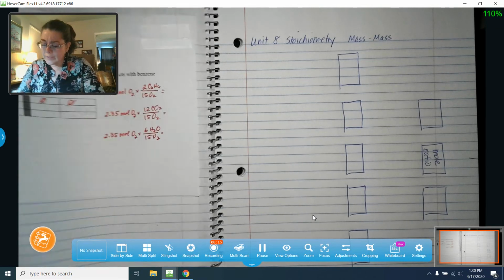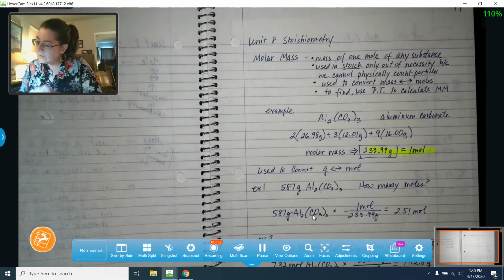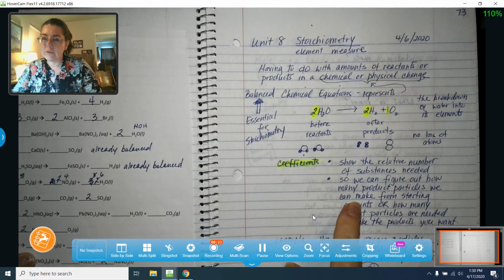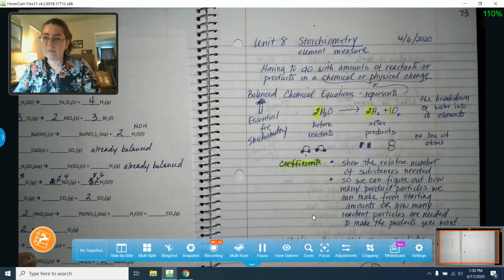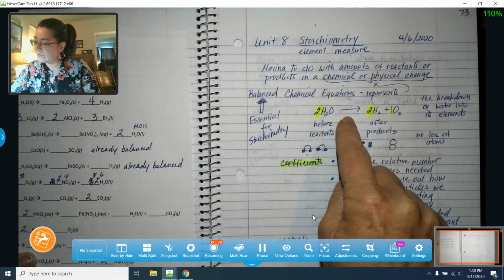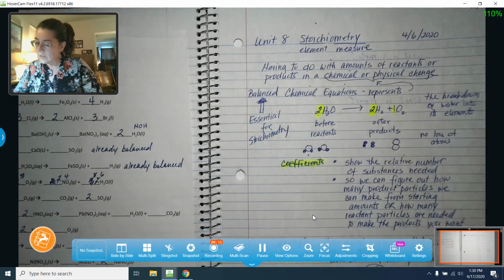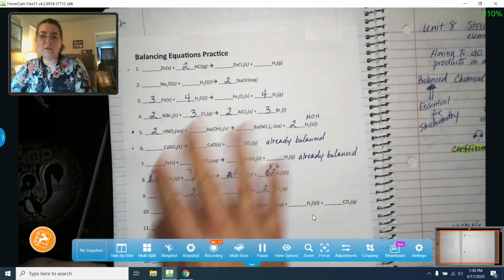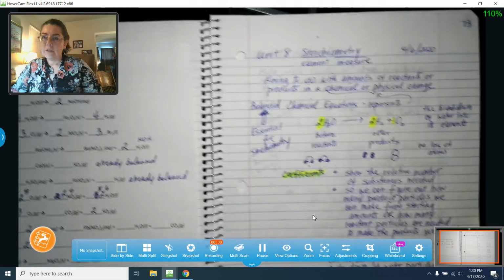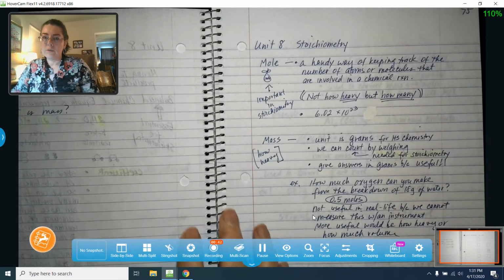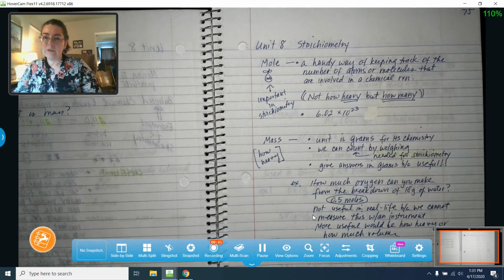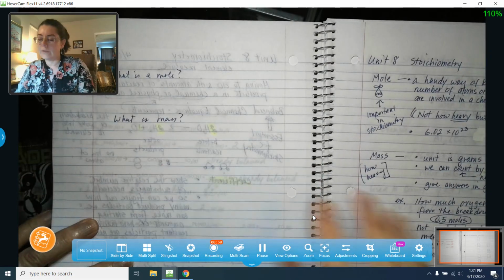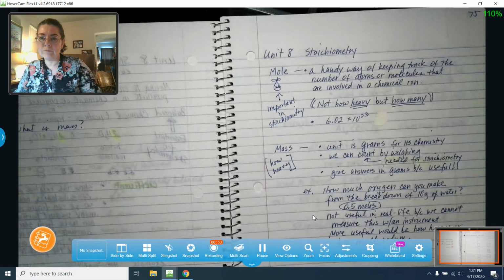So let's look at what we've got so far. We started way back here. We reviewed what an equation is, we know how to balance equations, and we know what all these numbers and symbols are. Then you practiced balancing equations. Then we reviewed what moles and masses were, and there were some questions for you to answer in your Google Classroom.